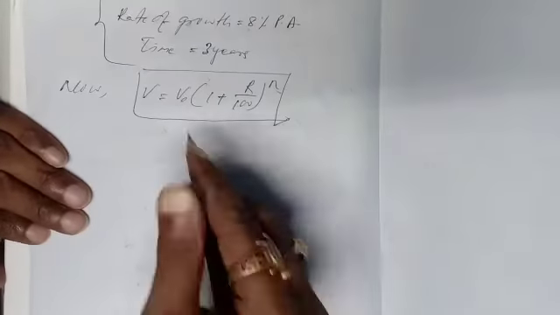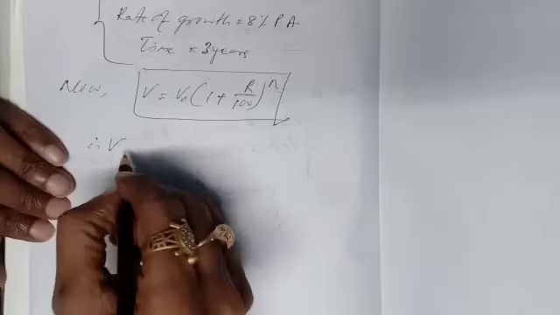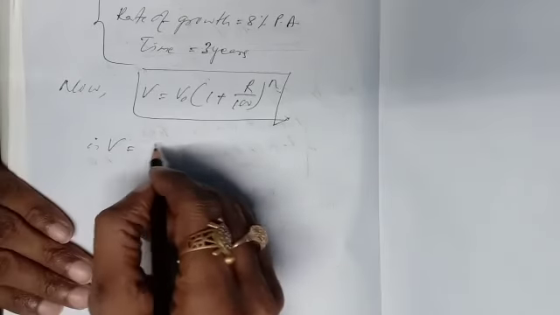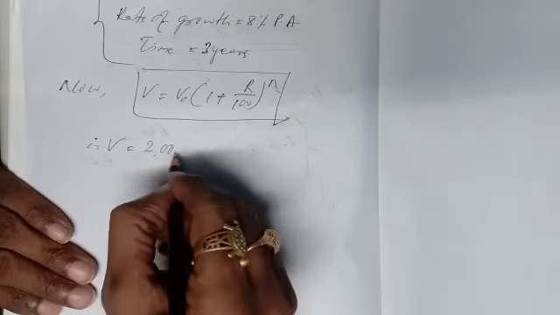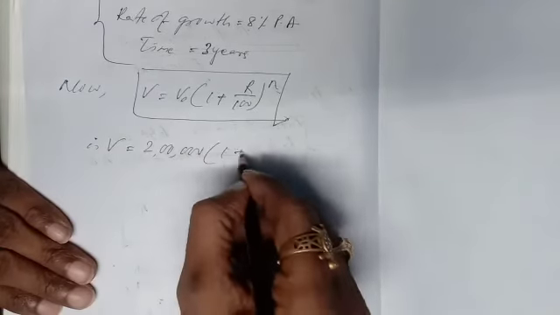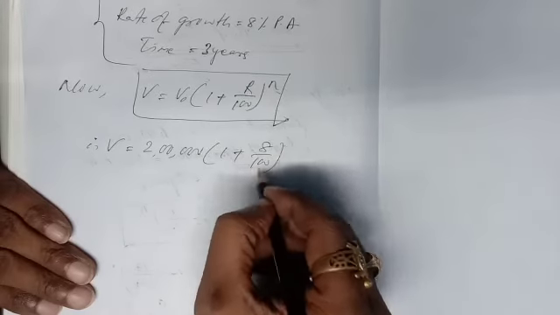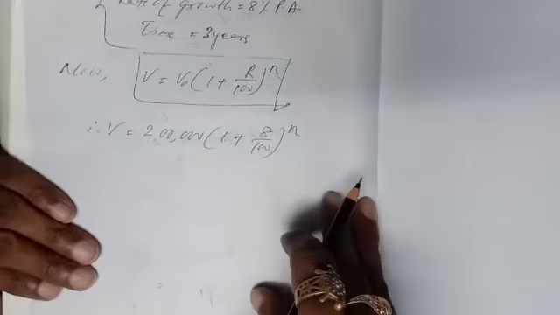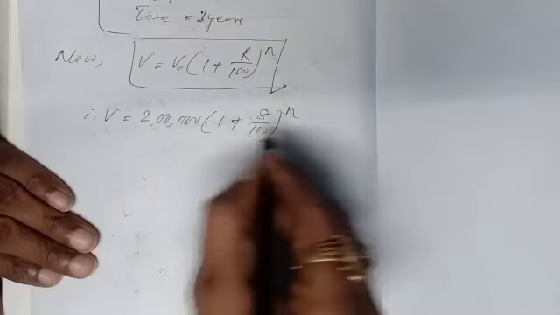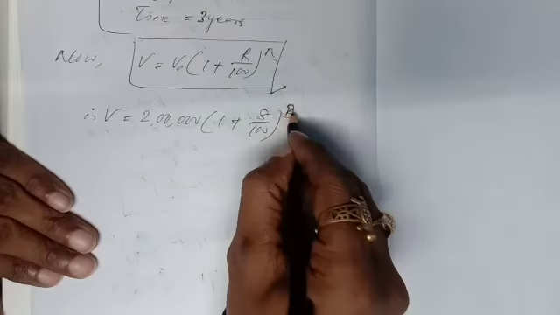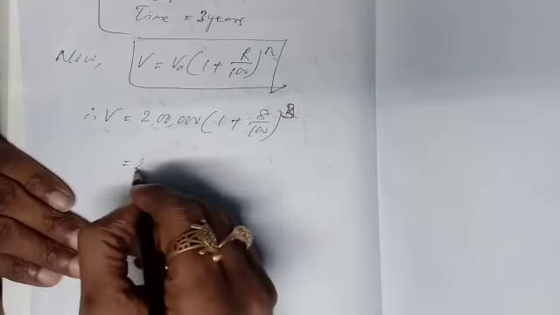After that, just put here. Therefore, V is equal to the final value after 3 years. V0 is 2 lakh, 1 plus rate of growth 8%, 8 by 100, to the power n. Now n means here 3 years. It is coming 2 lakh.